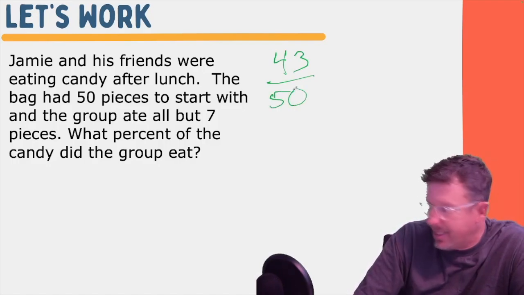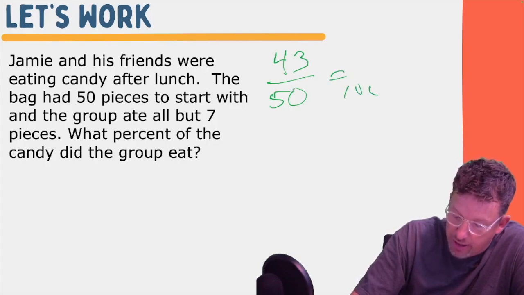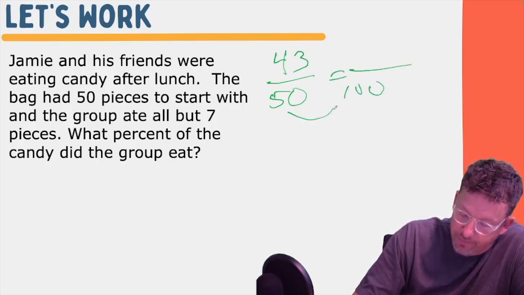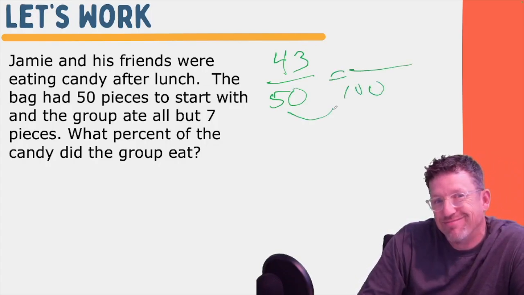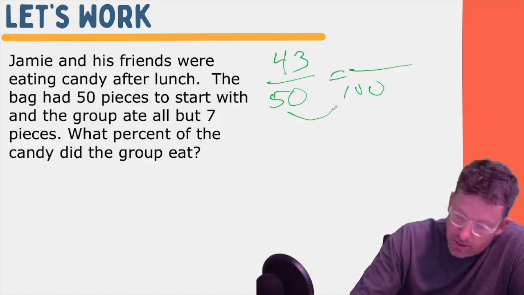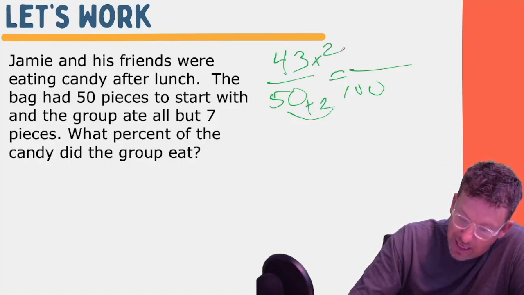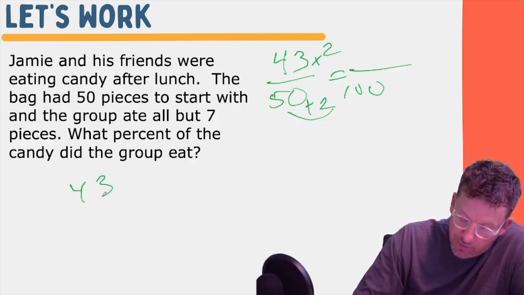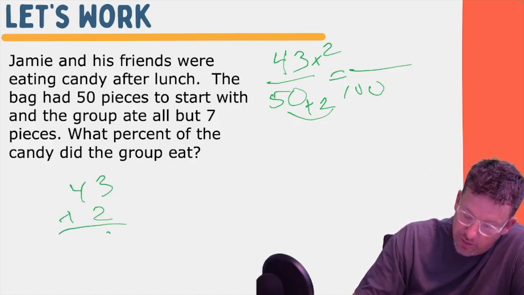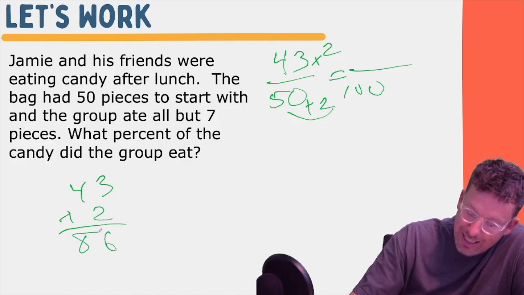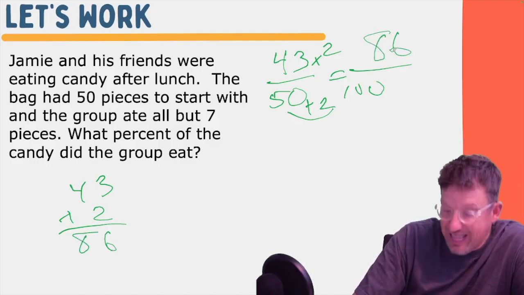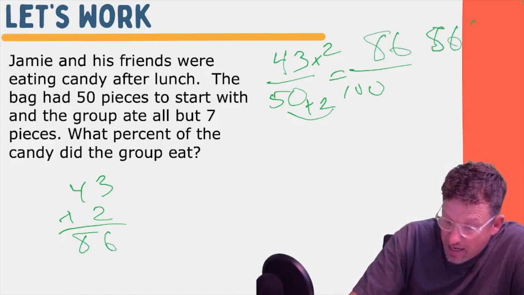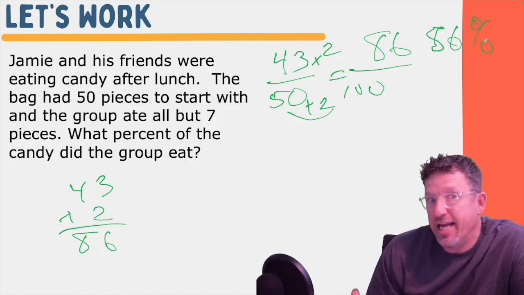We need a percent. We got to get this out of 100. All right. So what did I do to get the 50 to the 100? I doubled it. So that means I got to double the top up here. What's 43 doubled? What's 43 times 2? 2 times 3 is 6. 4 times 2 is 8. 86. These guys ate 86% of the candy, and I didn't get any of it.